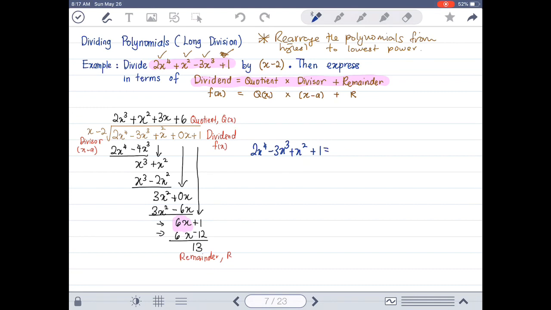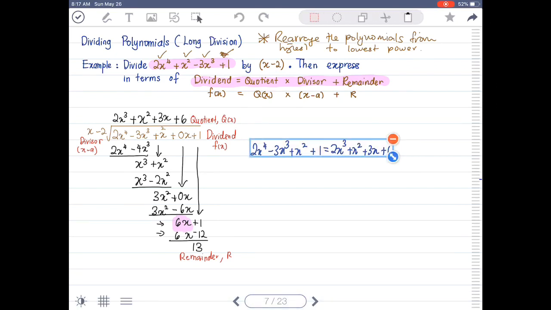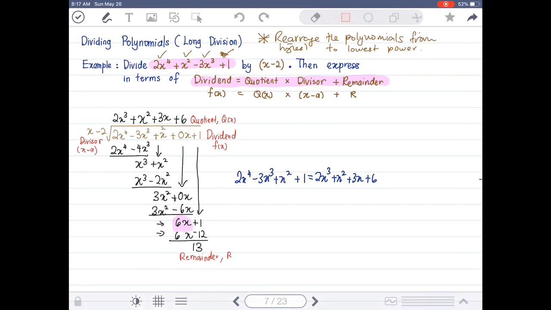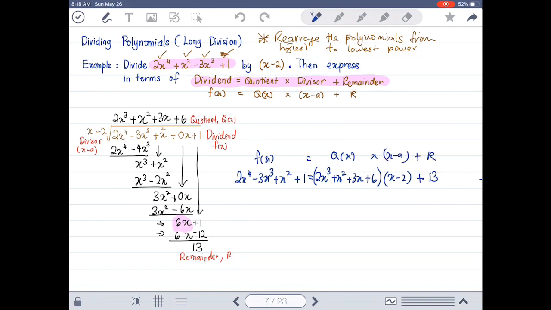The quotient is equal to 2x to the power of 3 plus x squared plus 3x plus 6. That is our quotient, and don't forget to put it in a bracket, times our divisor, which is just x minus 2, plus our remainder, which is just 13. So f of x equals q of x times x minus a plus our remainder. Right, so this is our final answer.